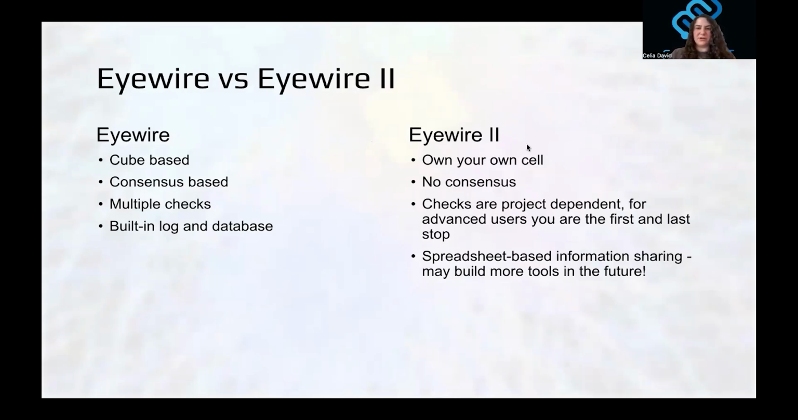In Eyewire 2, you're going to, for the most part, be working on your own cell. So rather than work on a cell with a community, you're going to have your own cell. We generally don't use consensus. There are times when we might have multiple people check the same cell, or you might ask for help and have a second person check areas of the cell that you are having trouble with. But in general, we're not having a consensus system like we had in Eyewire 1, where multiple people are doing the same thing, and then we're pulling out an answer based on the majority of people agreeing on what belongs or doesn't belong to the cell.